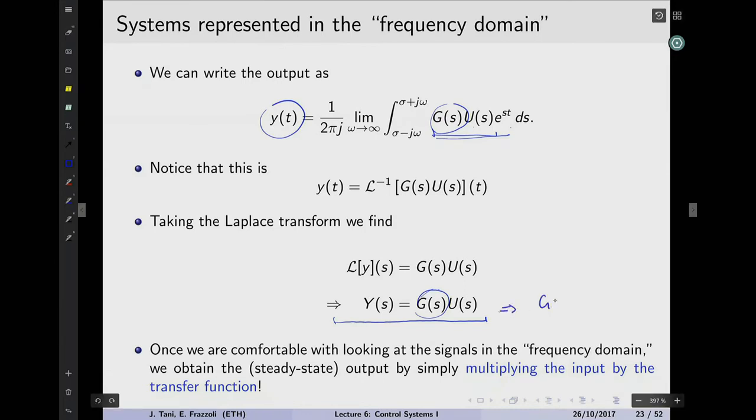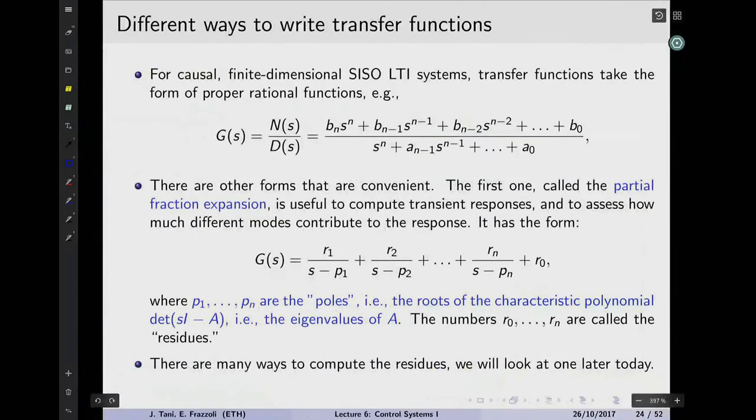Basically, G of s is Y of s over U of s. And this is very nice. It means that if we have an asymptotically stable system, so we don't need to worry about the first term and things blowing up, we can see how a system responds to various inputs just by understanding the behavior of the transfer function.